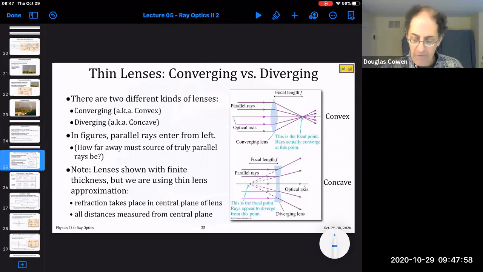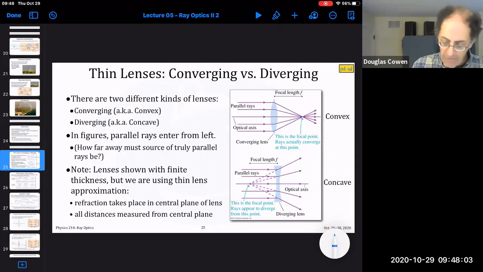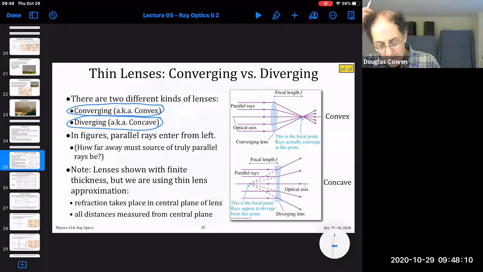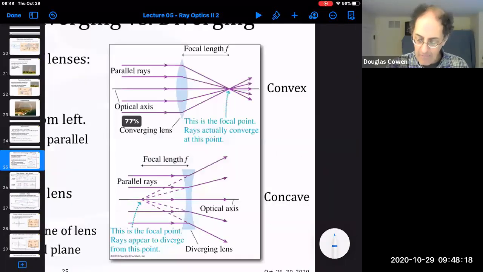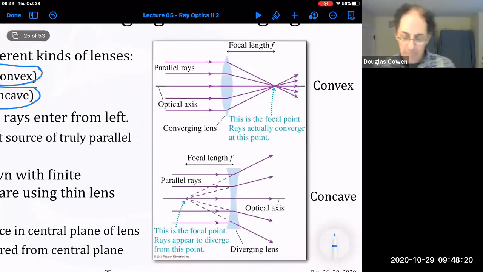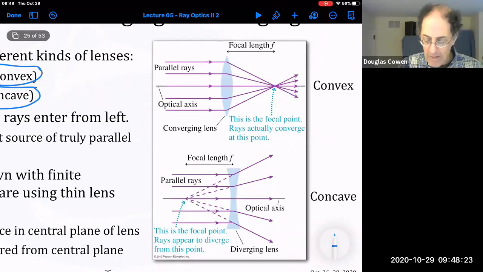So there are two different kinds of lenses. They're called converging and diverging. They're also known as convex and concave, and I'll use these terms interchangeably. In the figures over here to the right are shown the two basic properties of these kinds of lenses. So the convex lens at the top, if you have parallel rays coming in, and these parallel rays, by definition, if they're strictly parallel, would have to have come from an object that was infinitely far away.